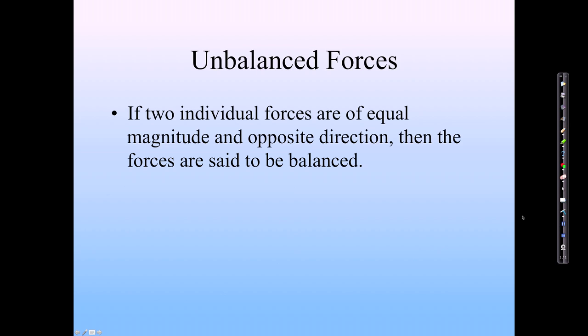Now, we can say that if we have on an object, this object right here, if there are two individual forces of equal magnitude and opposite direction, then these forces are balanced. So here's a situation where, let's say, gravity is pulling this object down, but the normal force is keeping it from accelerating downwards. So the normal force is equal to the gravitational force. We can tell because this object is not accelerating up or down.